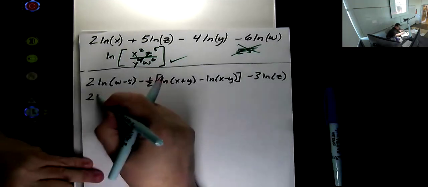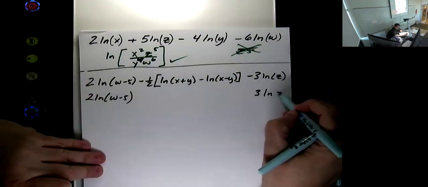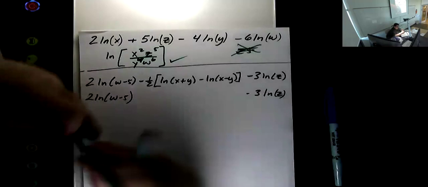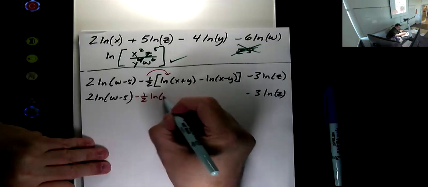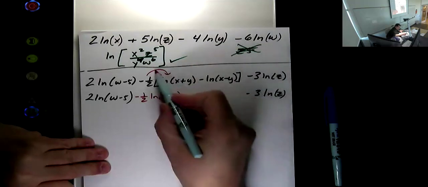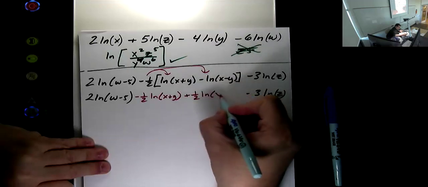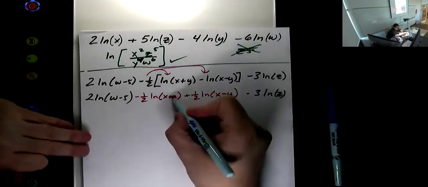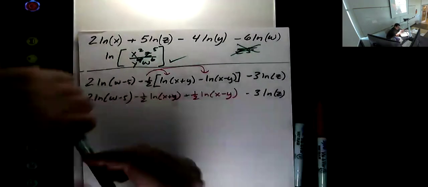First off, I'm going to distribute that -1/2. If I distribute the -1/2 over this, I have -1/2 ln of (x plus y). I think I said x plus 1, but I meant x plus y. And when I distribute -1/2 here, I have +1/2 ln of (x minus y). Then we'll push them together and do the exponents.